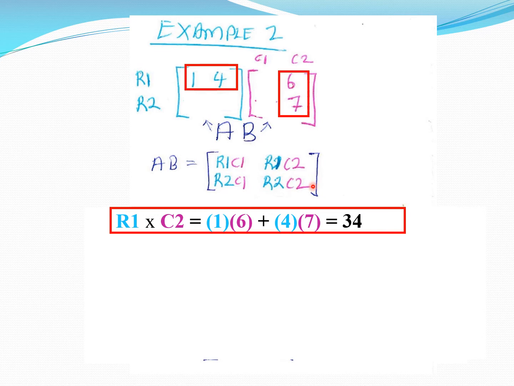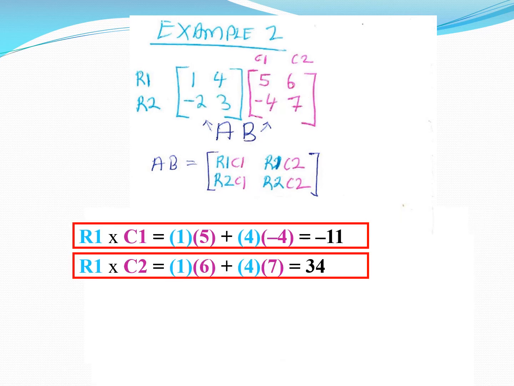And then we do row 1 by column 2. So what's row 1 by column 2? Again, the first number in each, second number in each. So it's 1 by 6, which is 6, plus 4 by 7, which is 28. And that gives us 34. So that summarizes row 1 by column 1, row 1 by column 2. So that's minus 11 for that one there and 34 for that one.